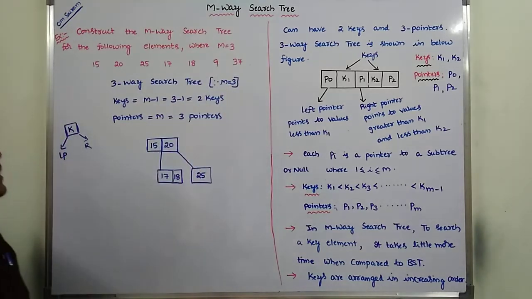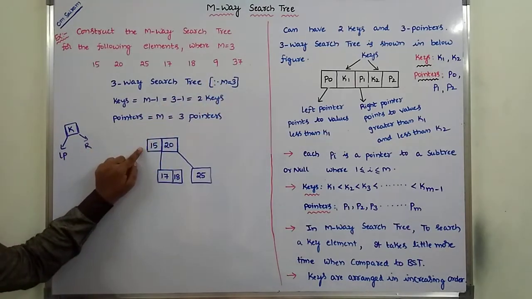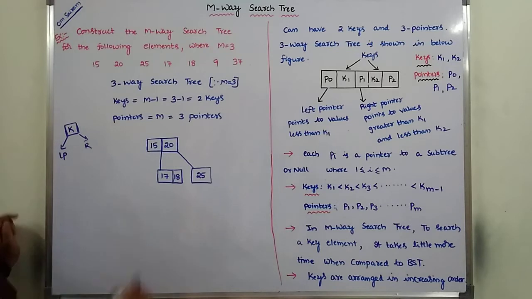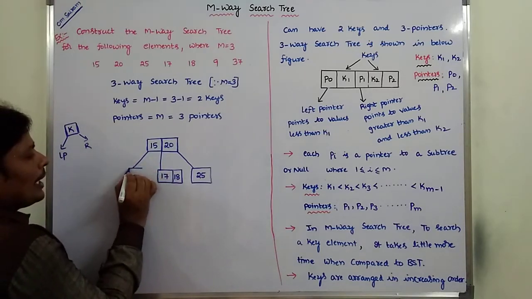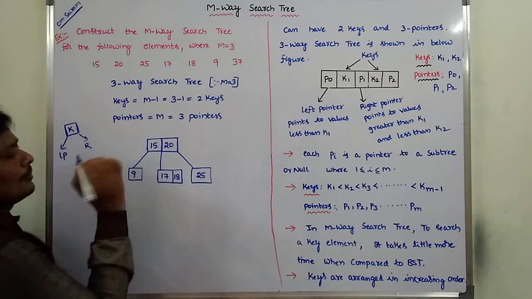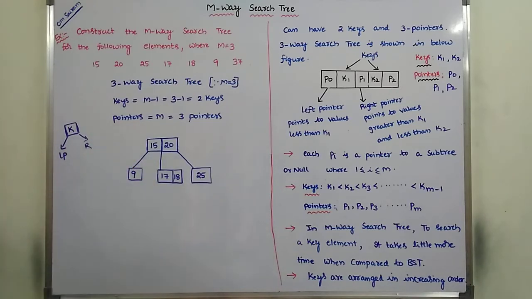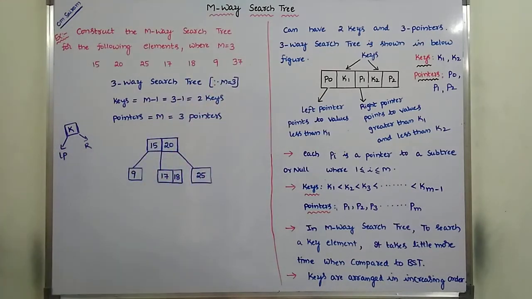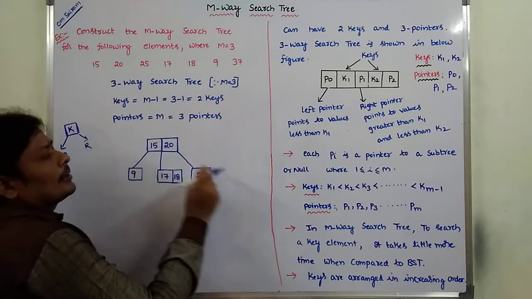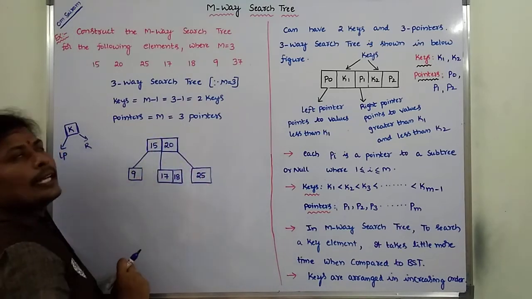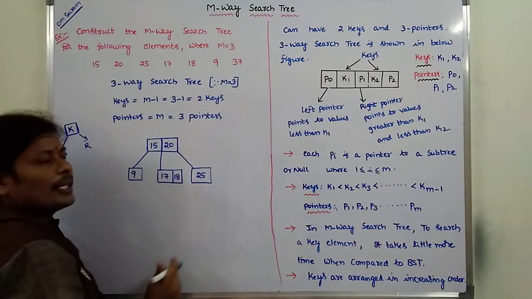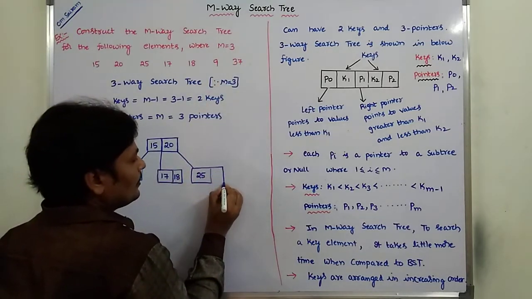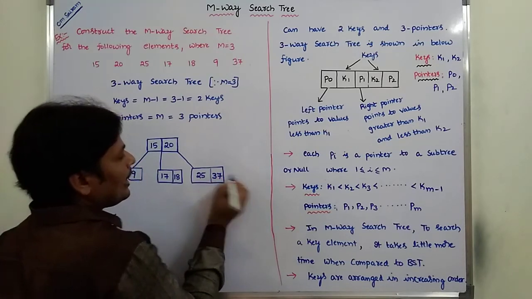Next one is 9. So 9 is compared with 15. So 9 is less than 15. So go to the left pointer. Here we have to place 9, because 9 is less than 15. Next one is 37. So 37 is compared with 15, it is greater. Next 37 is compared with 20, it is also greater. Then go to the right pointer. Here 25 is there. Now 37 is compared with 25, so it is greater. So now 37 is stored here.